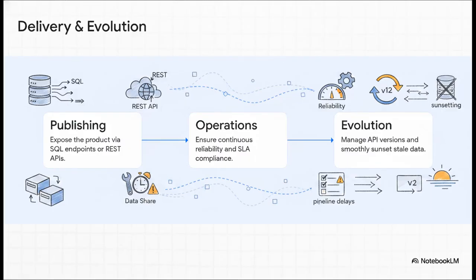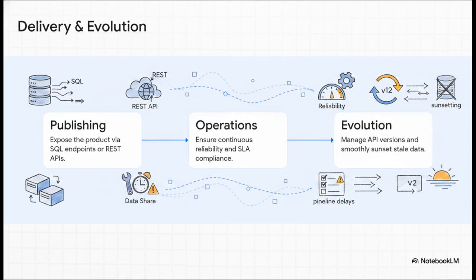And this brilliantly illustrates the second half of the journey, delivery and evolution. Phase 5 is publishing and delivery. Platform engineers grab that refined gold data and expose it to consumers through SQL endpoints, REST APIs, or direct data shares. Once it's actually live, we hit phase 6, operations and data ops. Guys, this is not a set it and forget it situation. Platform engineers ensure continuous reliability through automated quality testing. They're checking for schema validation, running null checks, and alerting the team if there is any pipeline delay whatsoever.